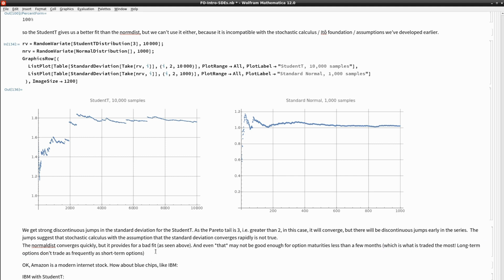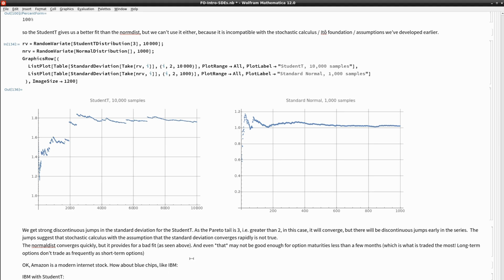So this is a bit of a dilemma, right? We get better fits with the student T, but it's incompatible with our theoretical assumptions. And the standard normal converges faster, but it gives us a bad fit, and we still get jumpiness here for shorter times to expiration. Okay, you may say Amazon is a modern internet stock.